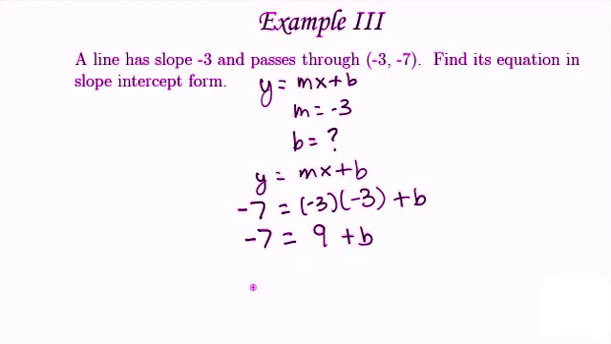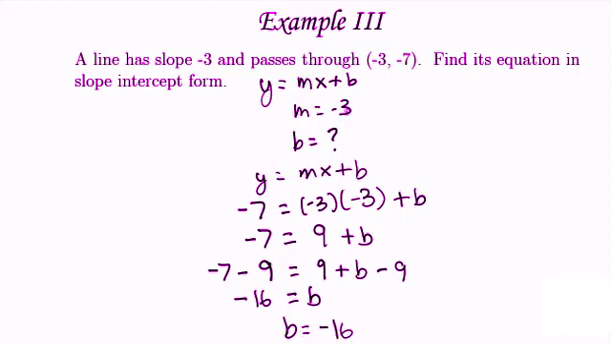To isolate b, to solve for b, I'm going to subtract 9 from both sides. These 9s cancel out, which leaves negative 16 equals b. So now I know that b equals negative 16, m equals negative 3. I can write this equation as y equals, put in the negative 3 here for m, negative 3x, and then here I have negative 16 is b. Therefore, this equation in slope-intercept form is y equals negative 3x minus 16.